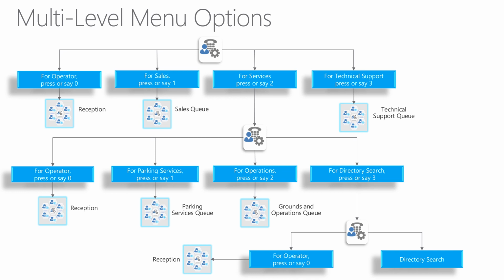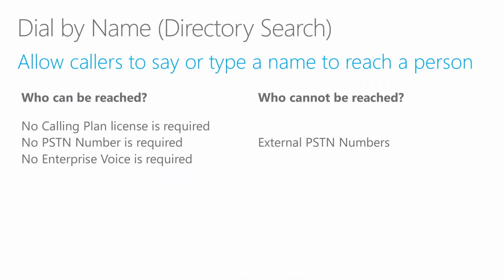We do support multi-level menu options in PowerShell, but it's easier to just have multiple auto-attendants linking to each other. If you're doing a dial by name, you can allow callers to say your name, type a name to reach a person. You can reach anyone in your directory. You don't need a calling plan license. You don't need a PSTN number. They don't need enterprise voice. You can just not forward to an external PSTN number.